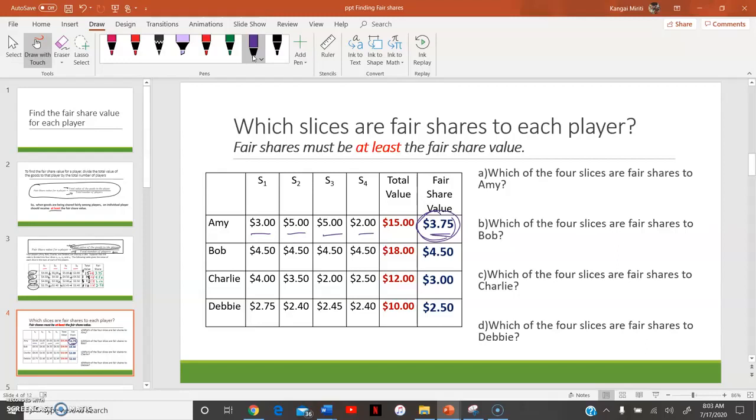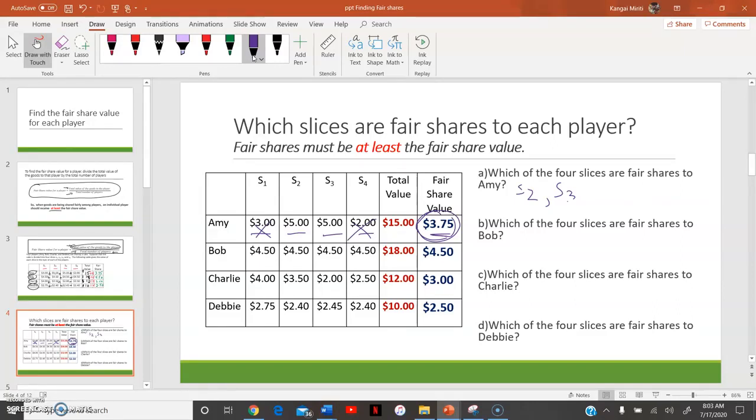So for Amy, would slice 1 be fair? No, because it's not at least $3.75. Would slice 2 be fair? Yes. Would slice 3 be fair? Yes, because $5 is definitely at least $3.75. But would S4 be fair? No, because that's $2.